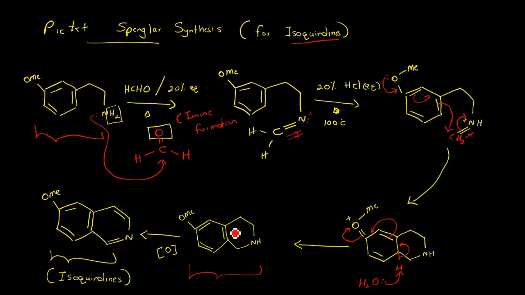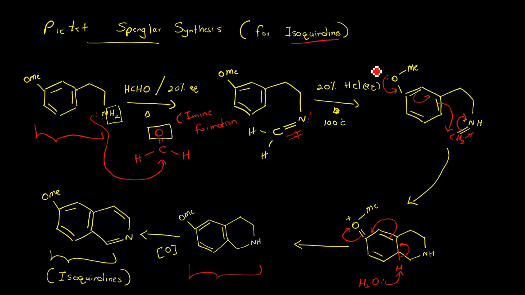After that, it's pretty much easy. The oxidation will happen. This hydrogen alongside other hydrogens will be removed and double bonds will be formed. So here we have our isoquinoline. This is our synthesis mechanism. It's pretty much simple compared to some of the other synthesis methods that we have discussed before.